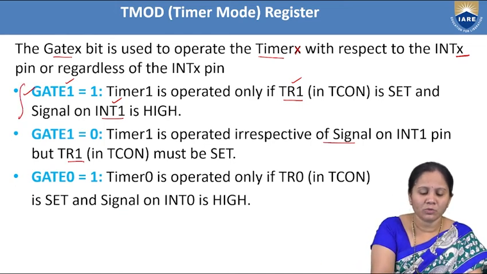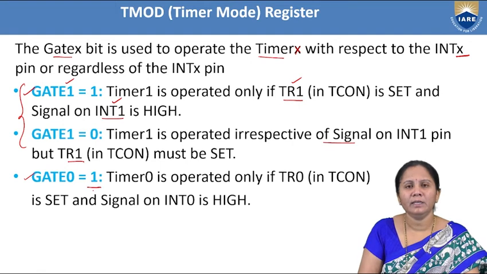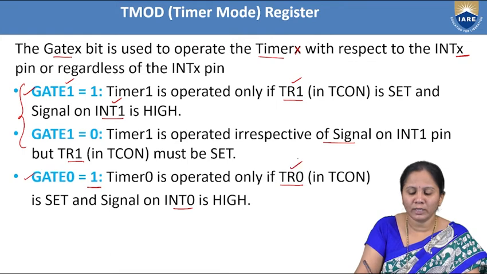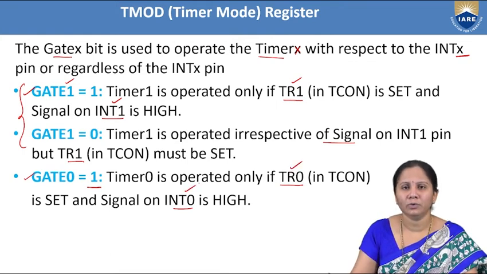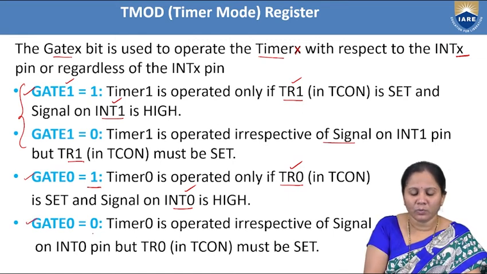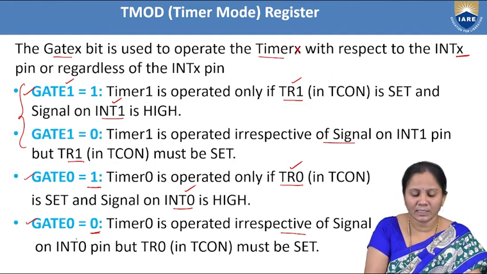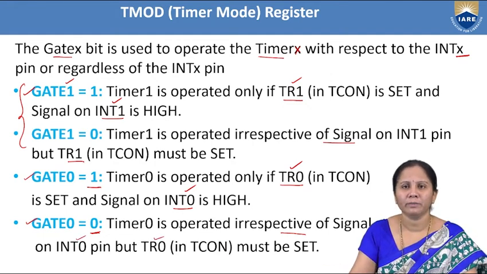So these 2 bits are related to timer 1, whereas this gate 0 indicates timer 0. When this gate 0 bit is set, it indicates timer 0 is operated only if TR0, that is in TCON, is set, and the signal on INT0 is high. So this gate bit is also related to TR0 and INT0. And when that gate 0 bit is not set, it indicates timer 0 is operated irrespective of the signals, that is INT0 and TR0.